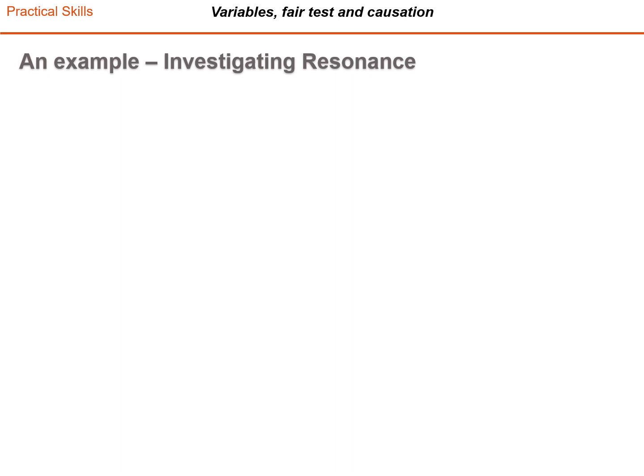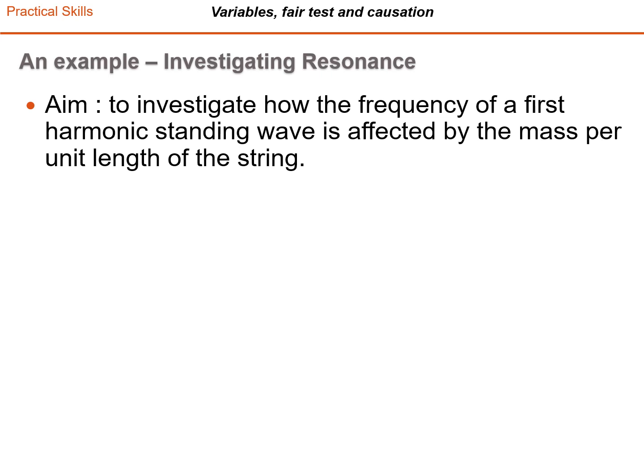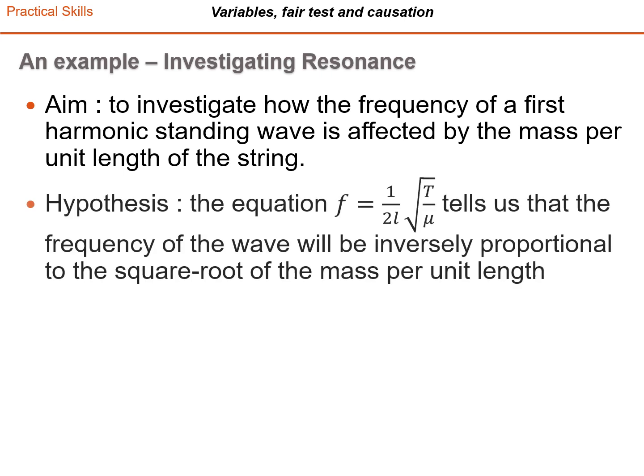So let's say our aim was to investigate how the frequency of a standing wave is affected by the mass per unit length of the string. With this experiment we could have looked at a number of other factors, and we will look at some of those later on. So from this we must then derive the hypothesis, and we're going to have to get that from theory. So in this case the equation for the first harmonic leads to a hypothesis that the frequency of the wave will be inversely proportional to the square root of the mass per unit length.